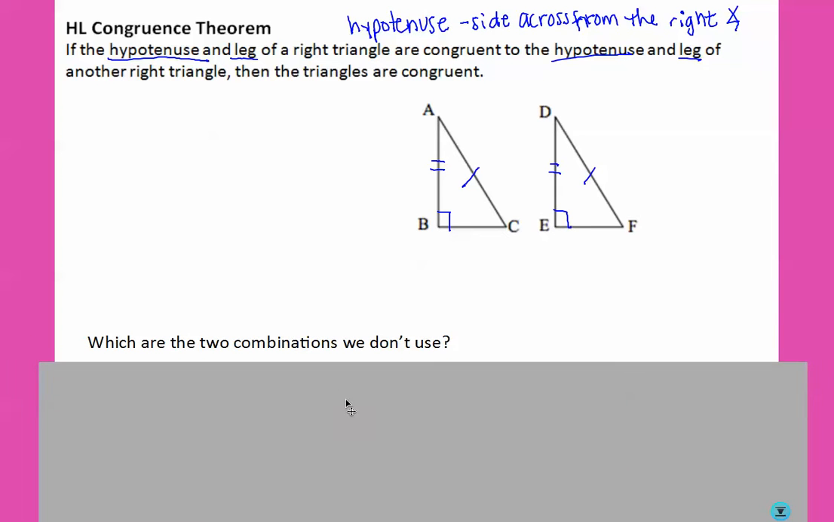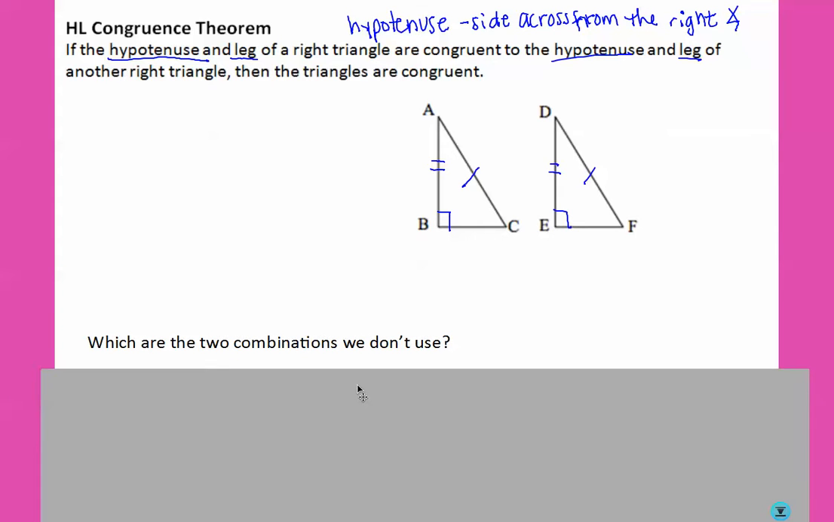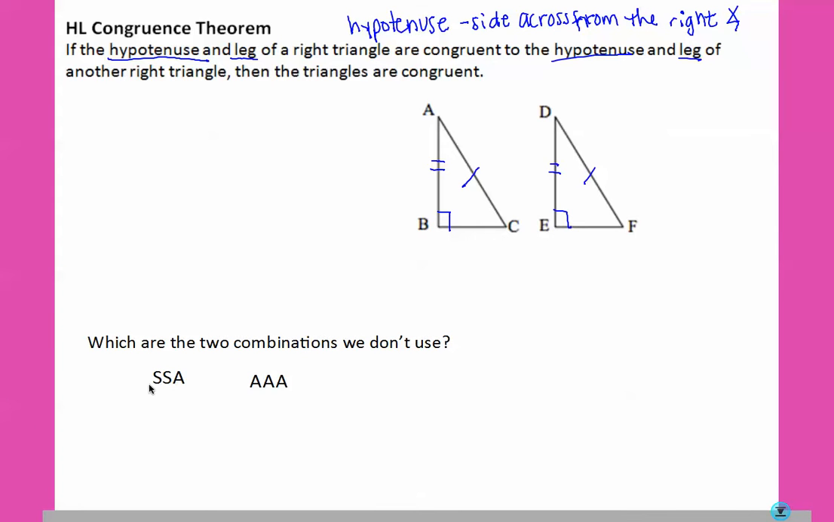Which are the two combinations we didn't use? We did not use SSA. That one is not necessarily true. Or AAA. Triple A, we can have triangles that have the same angle measurements but have different side lengths, so they're not necessarily congruent by that. So we will never use SSA or AAA.